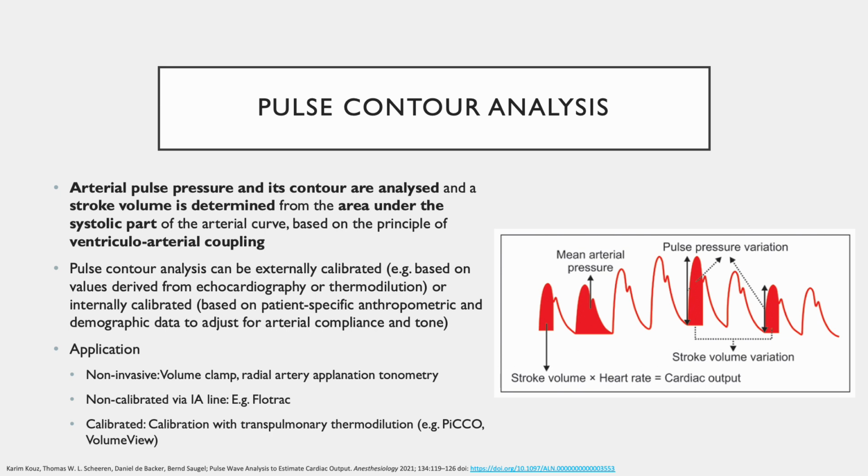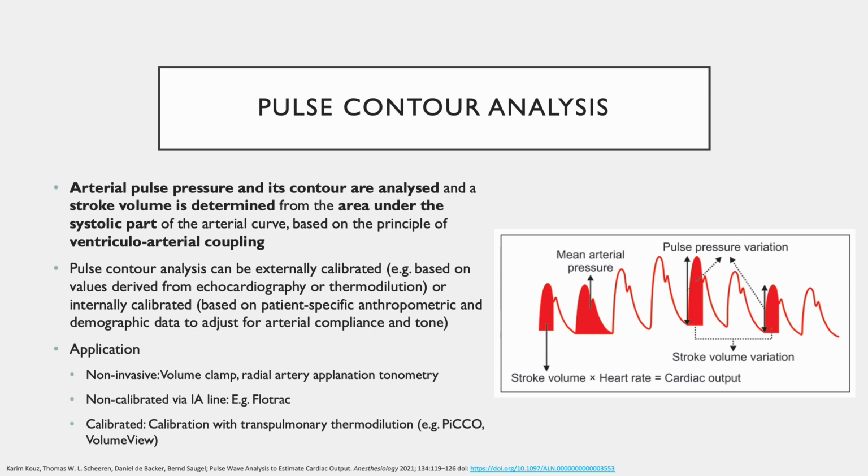Pulse contour analysis can be used in other ways as well, using non-invasive technologies like the volume clamp and radial artery applanation tonometry to provide an arterial waveform which is similarly analyzed, and can also be used alongside transpulmonary thermodilution, where the stroke volume derivation can be externally calibrated against a more robust measure.